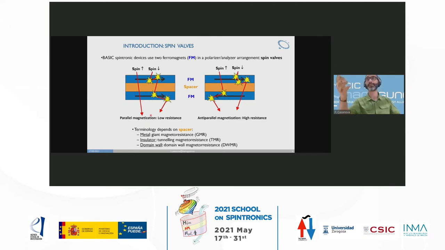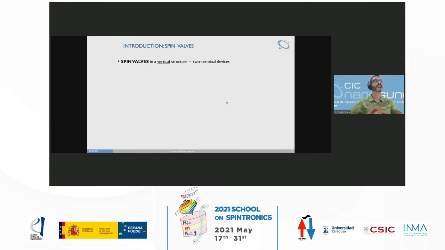Then the exact terminology will depend on the spacer, right? We've seen GMR and TMR. There's also all these junction, domain wall magnetoresistance and others, but the simplest device would be something like this, this tri-layered simple configuration. Okay, this is a vertical structure with just two terminals, right?